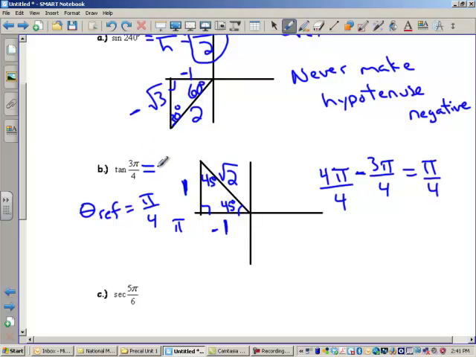Then I'm going to go to SohCahToa. What is tangent? Tangent, toa. Tangent is opposite over adjacent. So you're going to look at this reference angle, go to the opposite side and divide by the adjacent side, and you're going to get 1 divided by negative 1, which we could just call negative 1 if we wanted to.